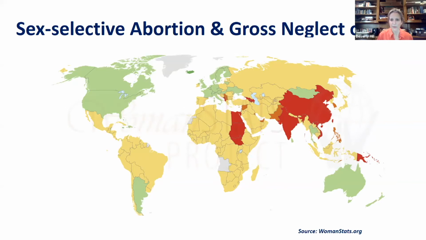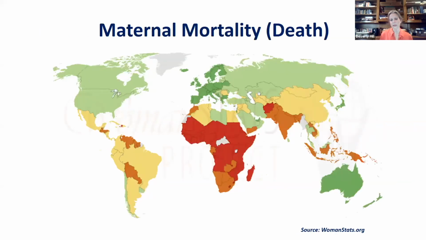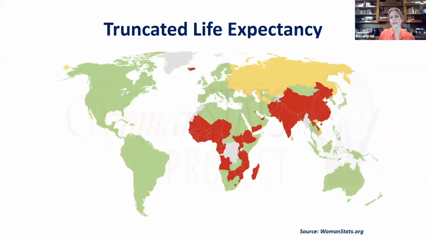The next map shows you where women are lost due to maternal death. The problem is most severe in Africa, followed by South Asia, and then some other scattered areas in the world. And lastly, here we see where older women fail to live out to their natural life expectancies because economic resources are controlled by men. Again, it's East Asia and South Asia and Africa where the problem is most severe.